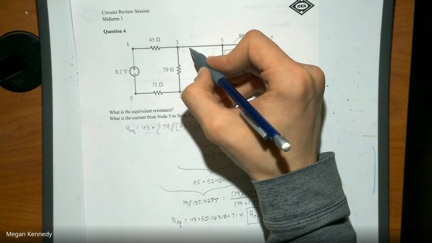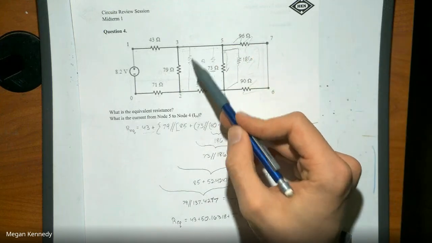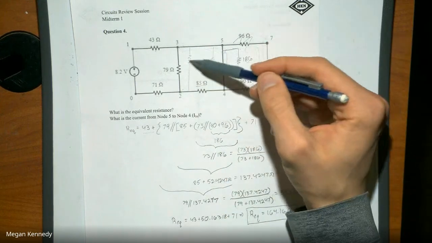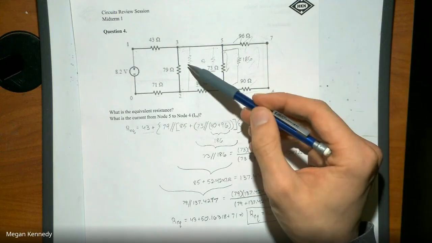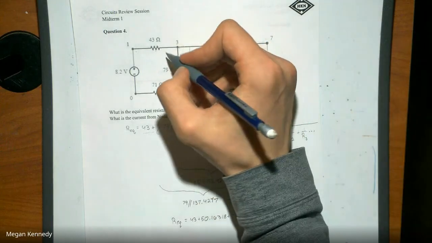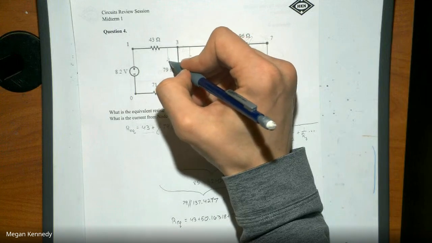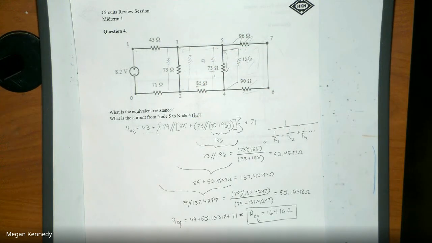And now we have a new resistance that describes all of these together in parallel with this 79. Then we can just find what the parallel equivalent resistance is between those two resistors. And now we have one that we can use to solve that's in series with these other ones. Does that help a little bit? Thank you. Okay. Any other questions?